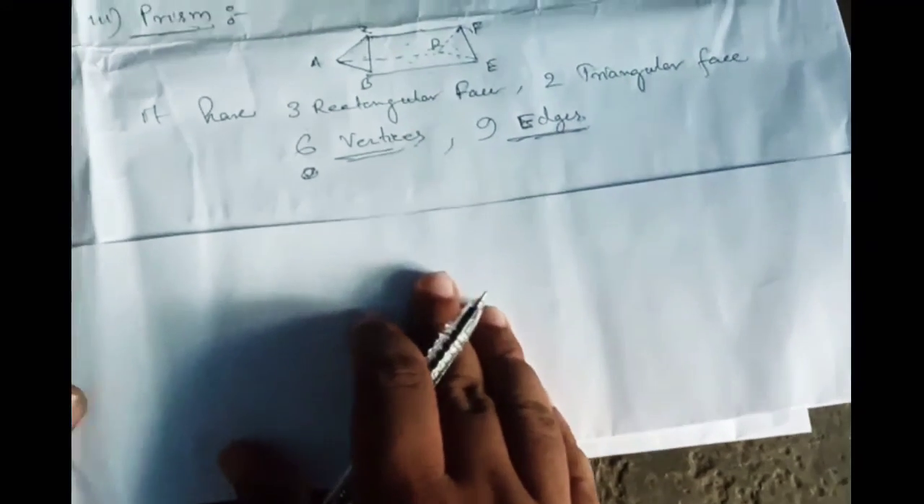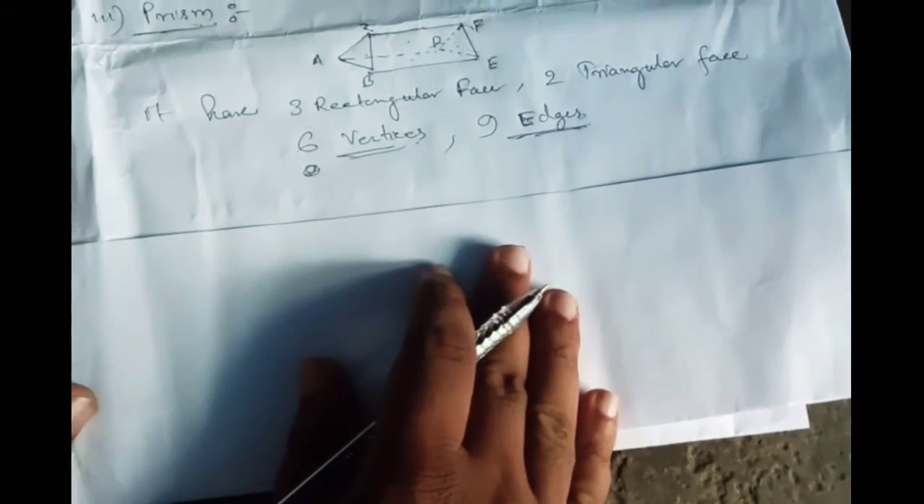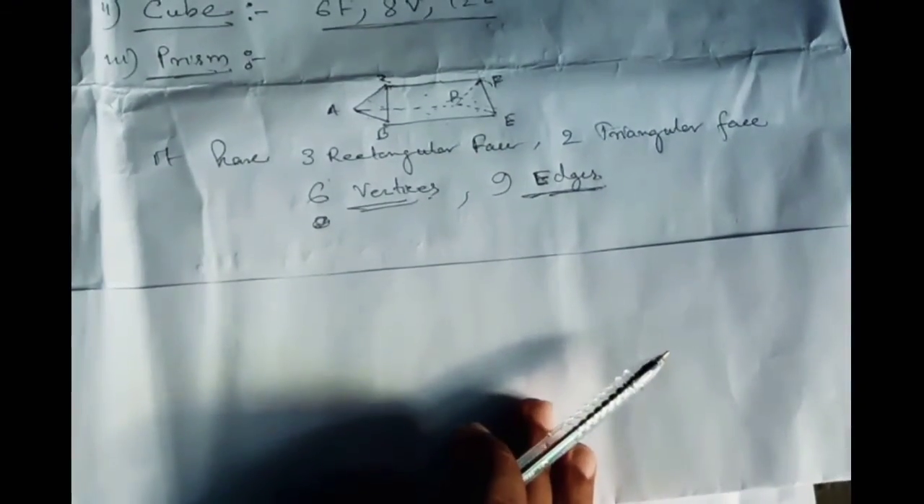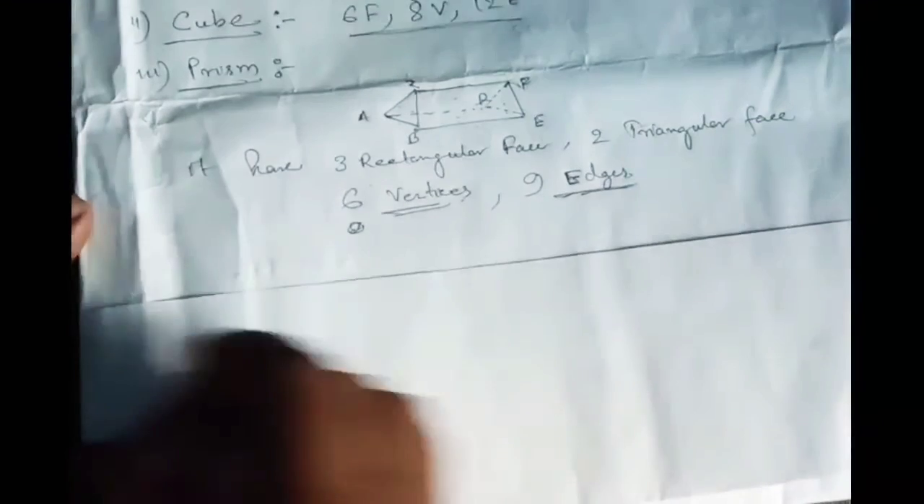Next, I am not naming the edges because the names are already given in the book. So I am just discussing. As you can see, I am showing you this from the book. The names, all the things are given in the book. I am just discussing it. Next, for pyramid.